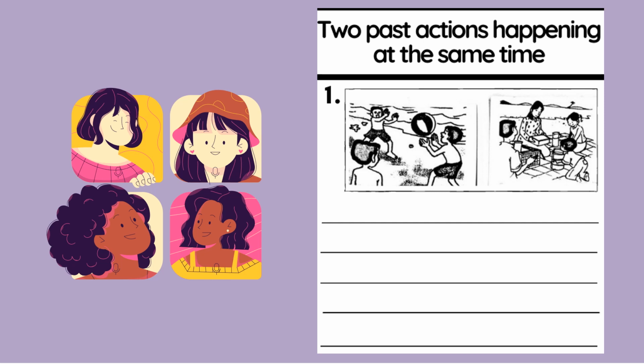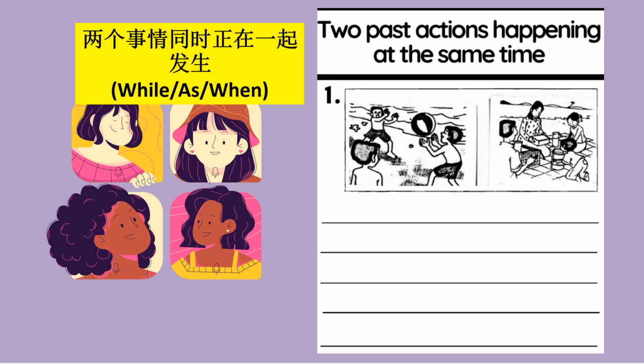Number 2. Past continuous tense is also used to show 2 past actions happening at the same time. 两个动词一起发生。Now, how do you know that these 2 past actions are happening at the same time? Normally, you can see words like while, as, or sometimes you may have the word when. 华语的意思是当.